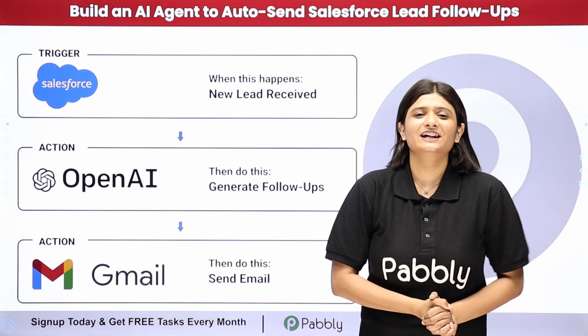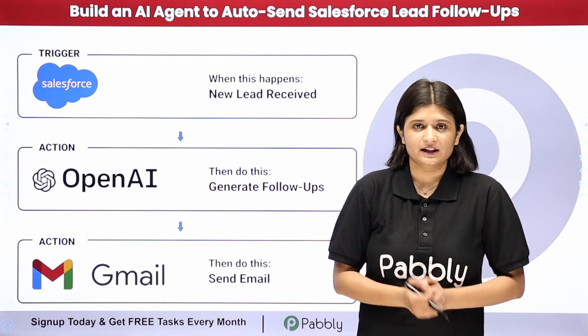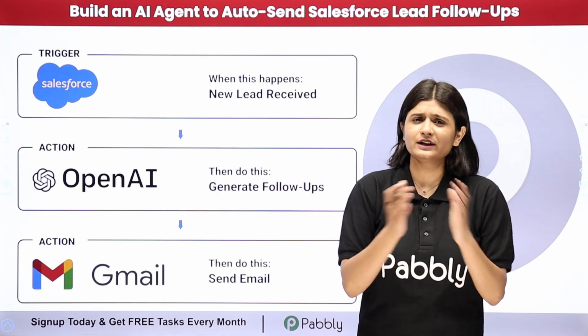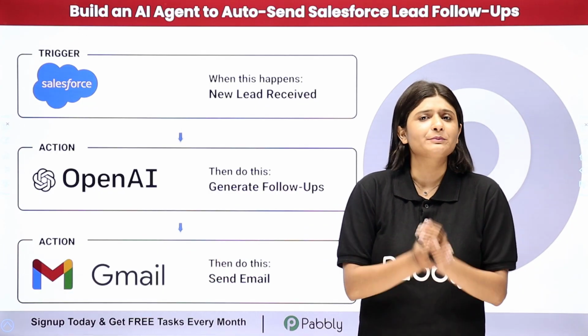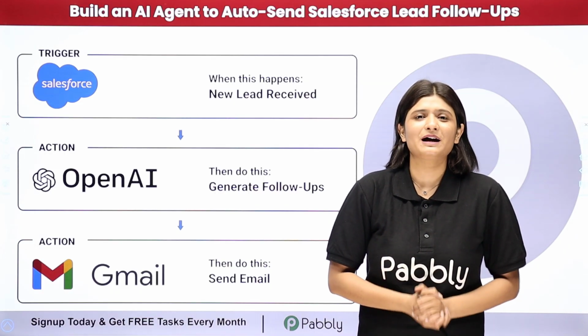Here I'm going to use OpenAI as my AI agent, and then as soon as this follow-up email has been generated, it should be automatically sent through Gmail. Now doing this manually will consume a lot of time, so I'm going to completely automate this process, and to do this automation I'm going to use Pabbly Connect.